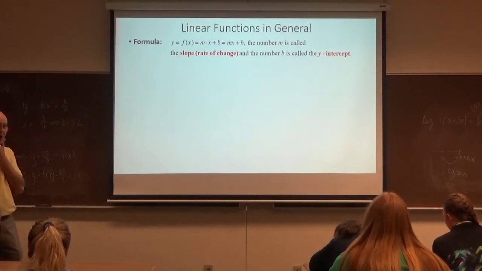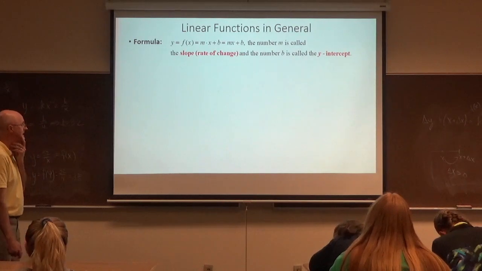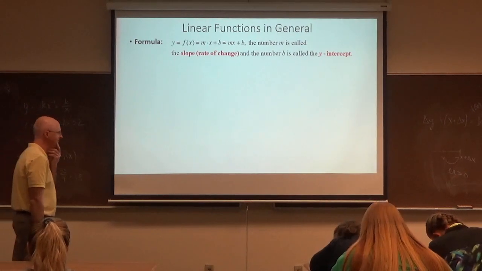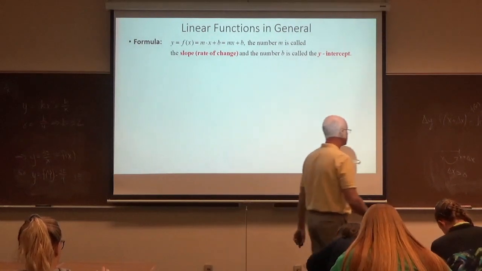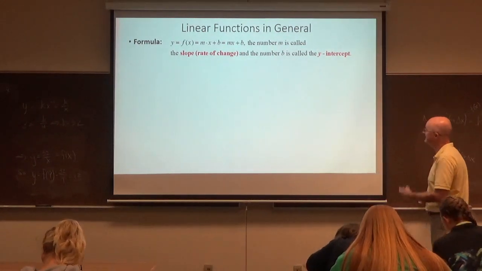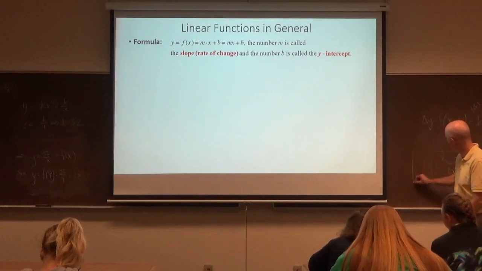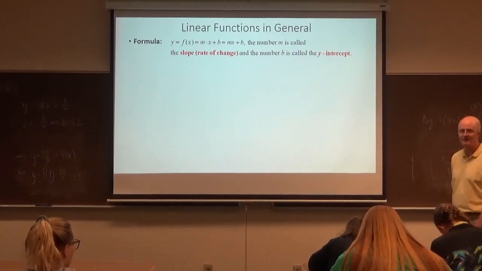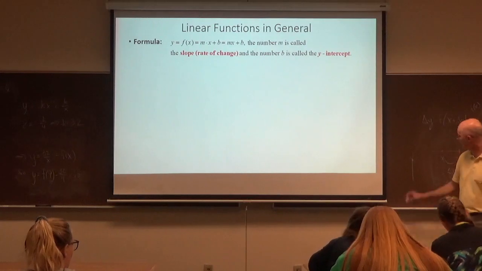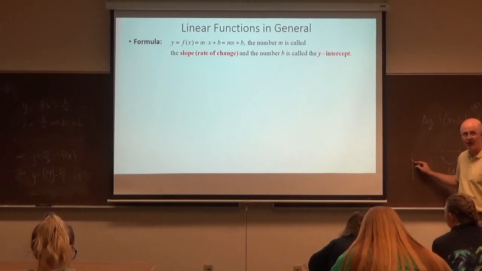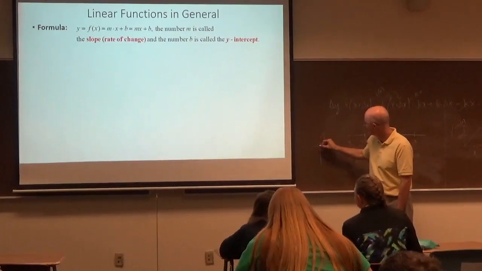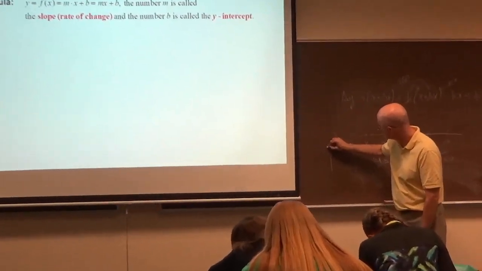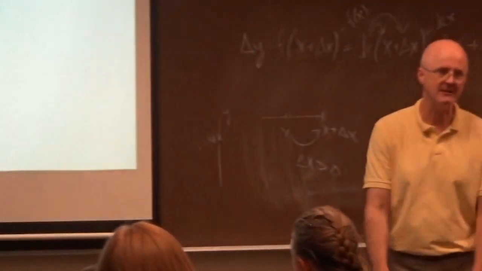M is, as you know, called the slope or the rate of change. B is called the y-intercept. Actually, the terminology for b could be a little confusing. You know, is the number b the y-intercept, or is the point where you intersect the y-axis the y-intercept? If b is the value of y where you intersect the y-axis, the point would be (0, b). So is b itself the y-intercept, or is that point the y-intercept? You can say it either way. It's not a big deal.